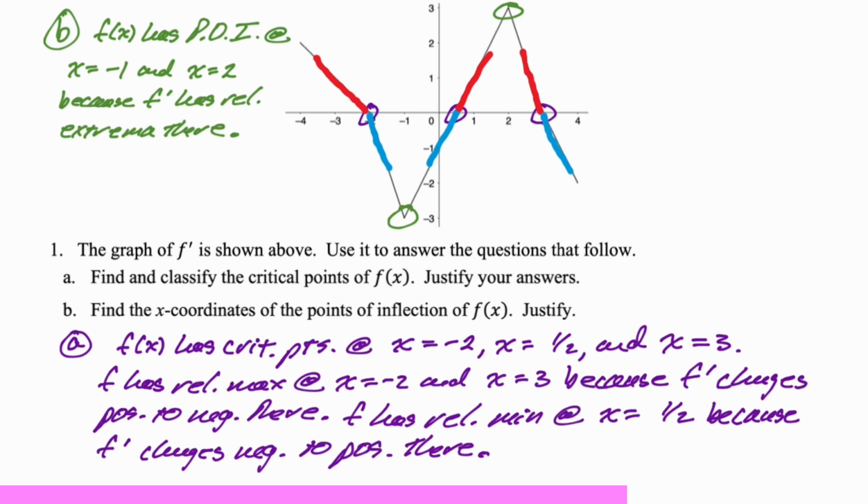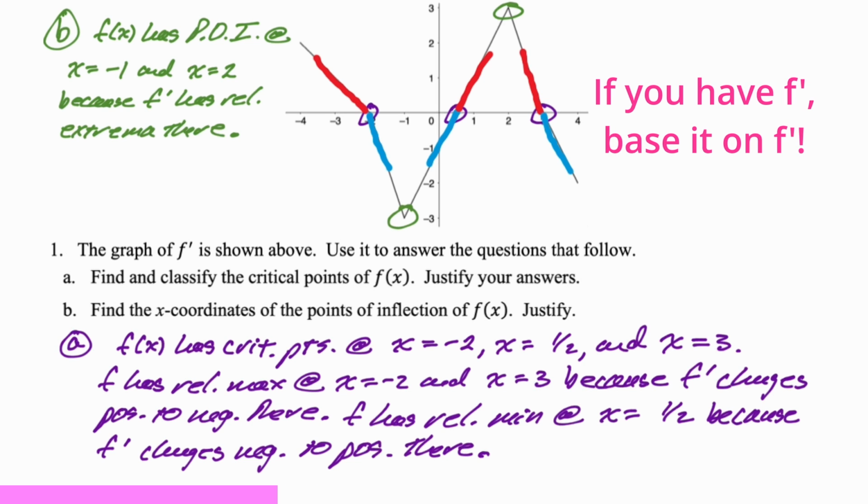We're just going to say f has points of inflection at x equals -1, x equals 2 because f prime has relative extrema there. You could also say that f prime is changing from decreasing to increasing or increasing to decreasing. Obviously, that takes a little longer to say, which is why I just go with relative extrema. But either one is totally acceptable.